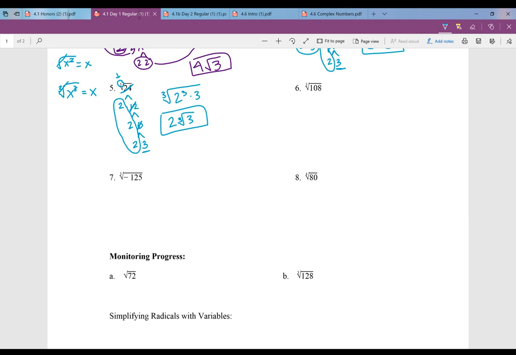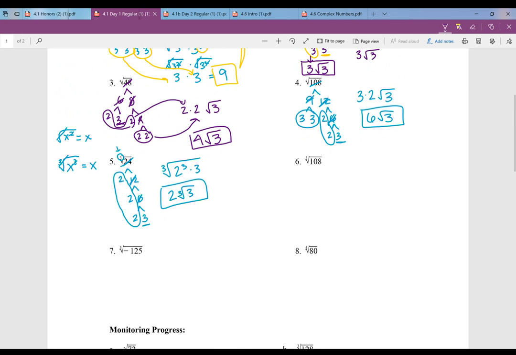So now let's look at the cubed root of 108. So we just did the square root of 108 in number 4, and now we're going to do the cubed root and see how that compares. So we've already broken down 108. We know it's 9 and 12. 9 is 3 times 3. 12 is 2 times 6. 6 is 2 times 3.